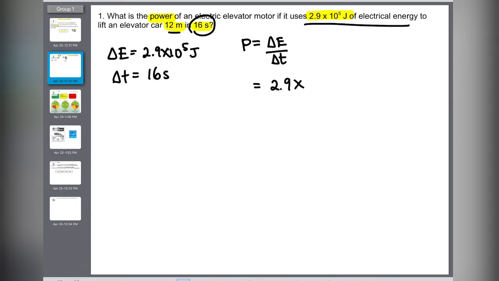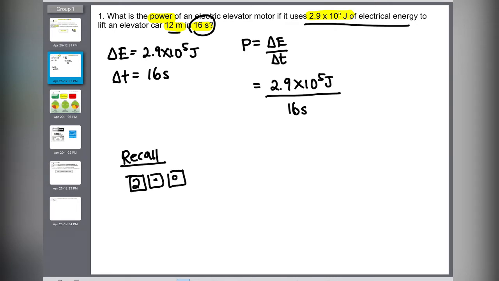I don't know if you remember how to punch this into the calculator. We learned that at the beginning of the school year. Just a little recall, this is called scientific notation. What you do is punch in 2.9. Instead of doing the times 10, you don't even press the times button. You find the EXP button or the EE button on your calculator, and then you press 5 and then divide that by 16.